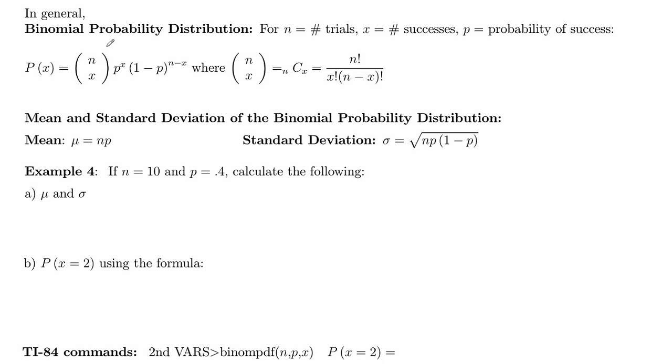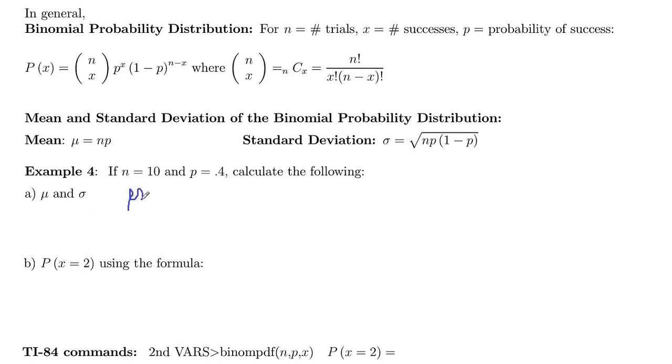So when you have a binomial probability distribution that behaves according to this formula, it turns out there are some really nice formulas for mean and standard deviation. The mean is just n times p, trials times probability of success, and the standard deviation is square root of np(1 minus p). So for example, if n is 10 and probability of success is 0.4, we want to calculate the following. First, mean and standard deviation.